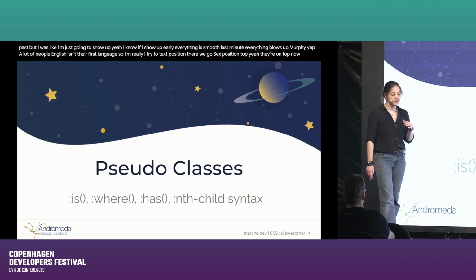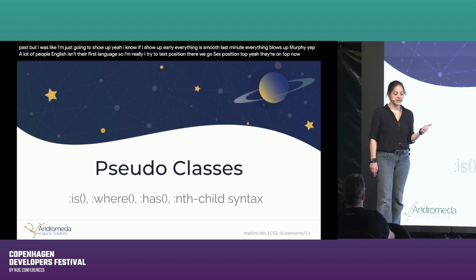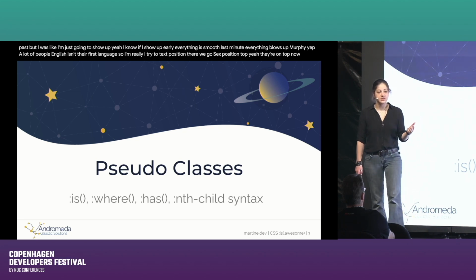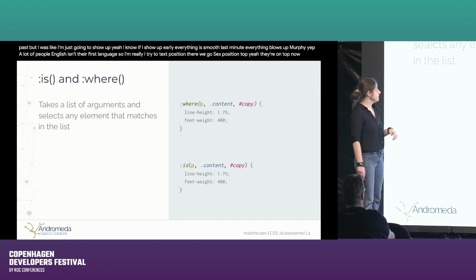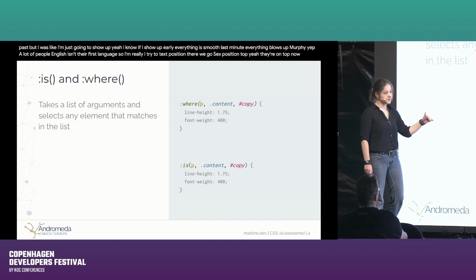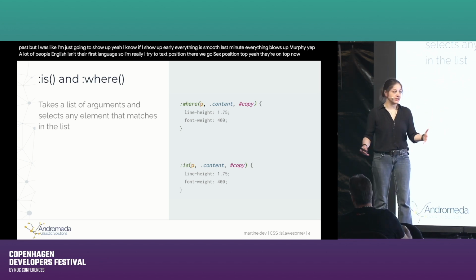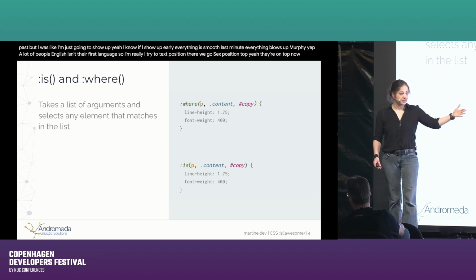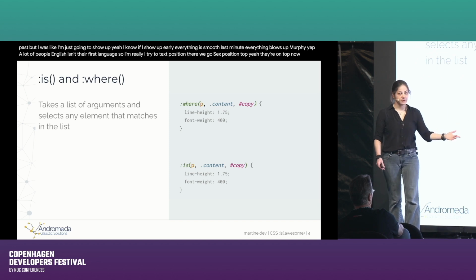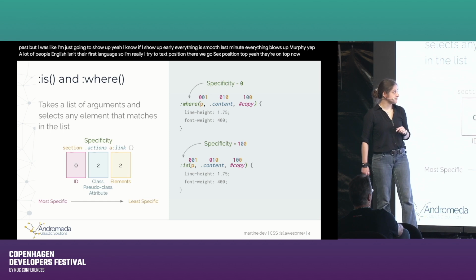Some of the new cool stuff that came out recently is a bunch of new pseudo-classes: is, where, has, and a change to the nth syntax. So let's take a look at those. Is basically takes a list of arguments and allows us to check against that list whether any of the selectors inside of it apply, and if one applies, then the code gets applied. The big difference between is and where is in its specificity.